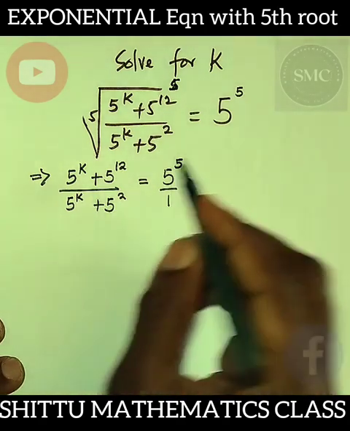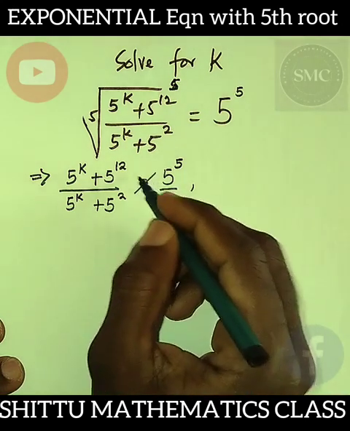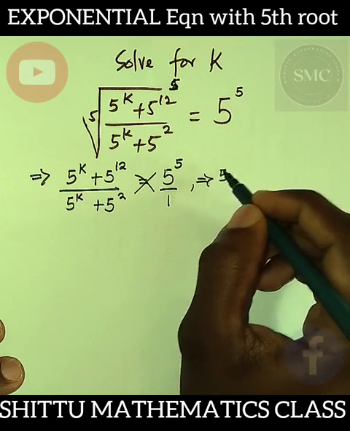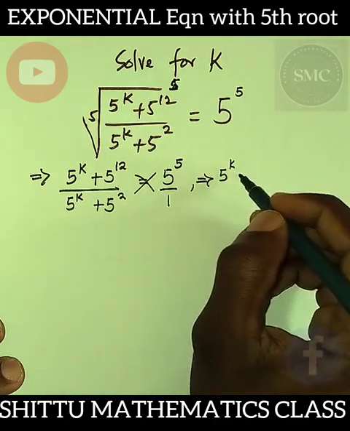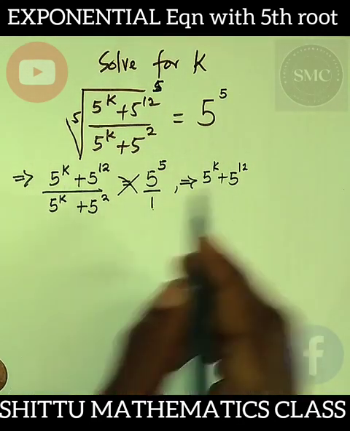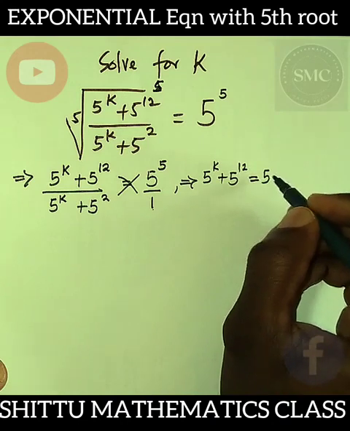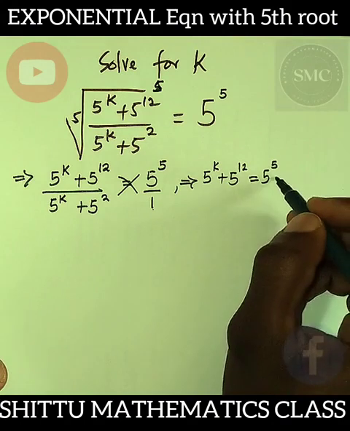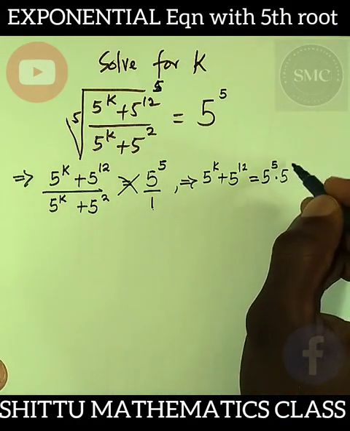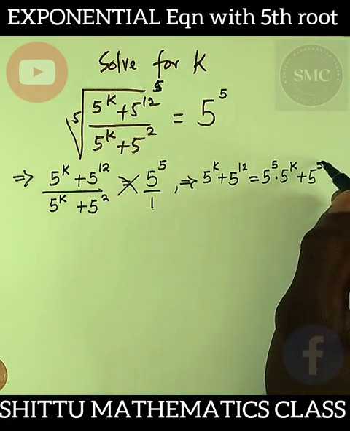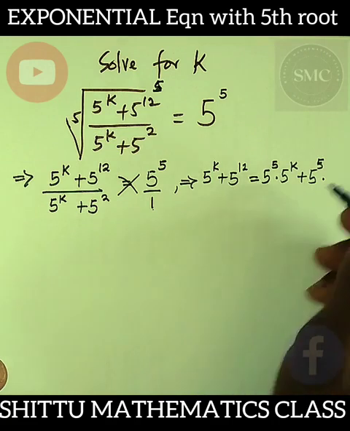Okay, so now what if we try to cross multiply like this? You can see that we are going to be having 5 to the power k plus 5 to the power 12. Are you following? Then because this times 1, this will be equal to 5 to the power 5, then dot, because we want to multiply this by 5 to the power k plus 5 to the power 5, dot 5 to the power 2. So now are you following?